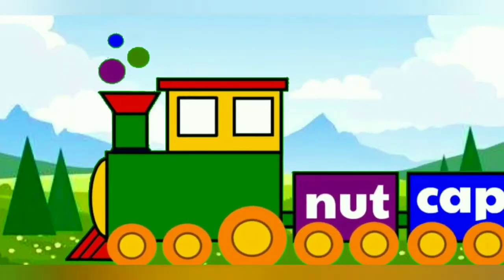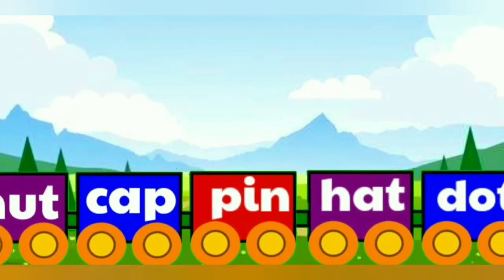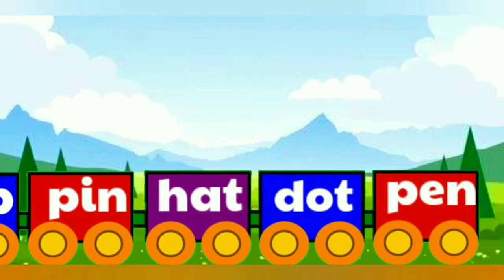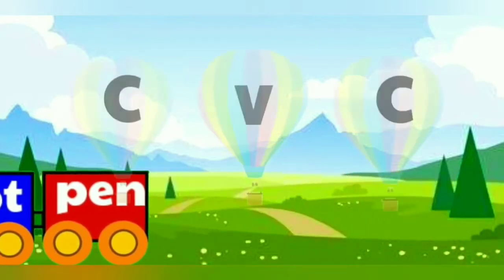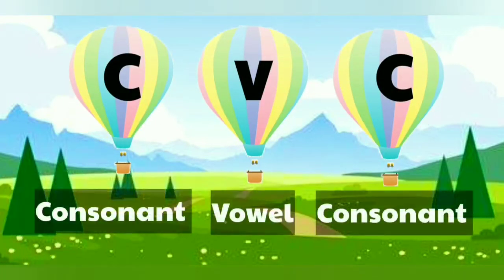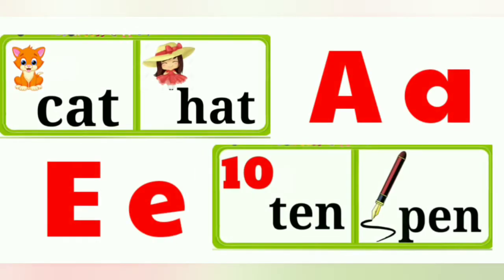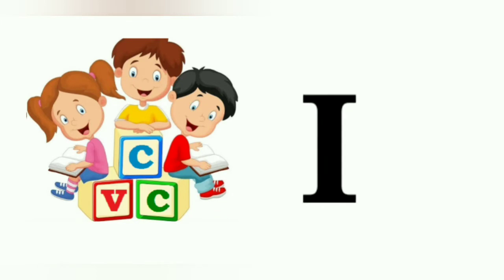In today's video, we are going to be looking at CVC words using the letter sounds we've already learned. We will blend some sounds to make sensible words, mainly called CVC: consonants, vowels, consonants. In the previous videos, we've already read the CVC words of the vowel A and E. In this video, we are going to be looking at the vowel I, which says i.